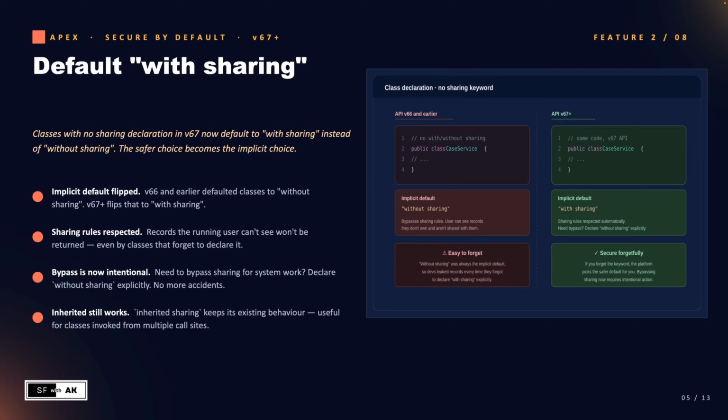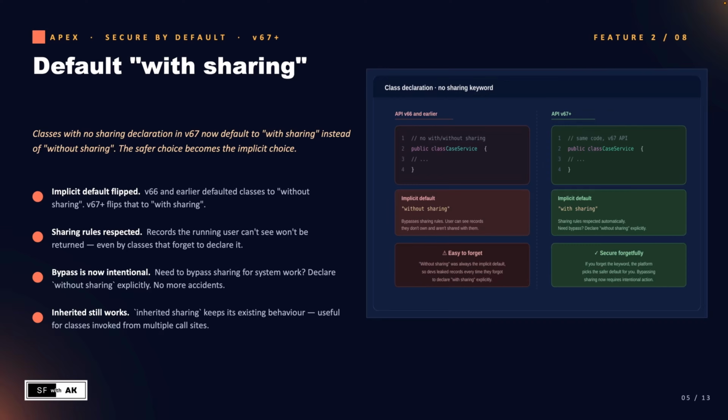Okay, the next update is similar to the first one. Up until version 66, an Apex class with no sharing declaration defaulted to without sharing. Everyone knows that it was not safe and you need to declare the with sharing keyword wherever it was needed. From version 67, that flips automatically. No declaration means with sharing, and that will implement all the sharing settings of that user.